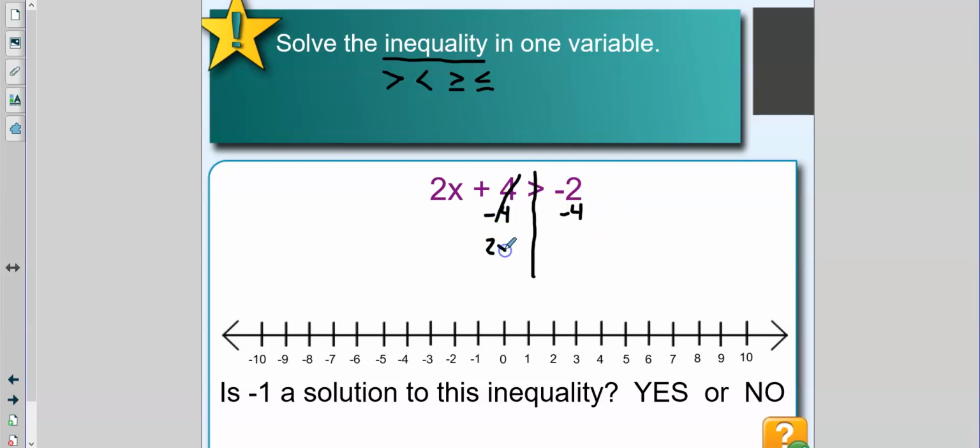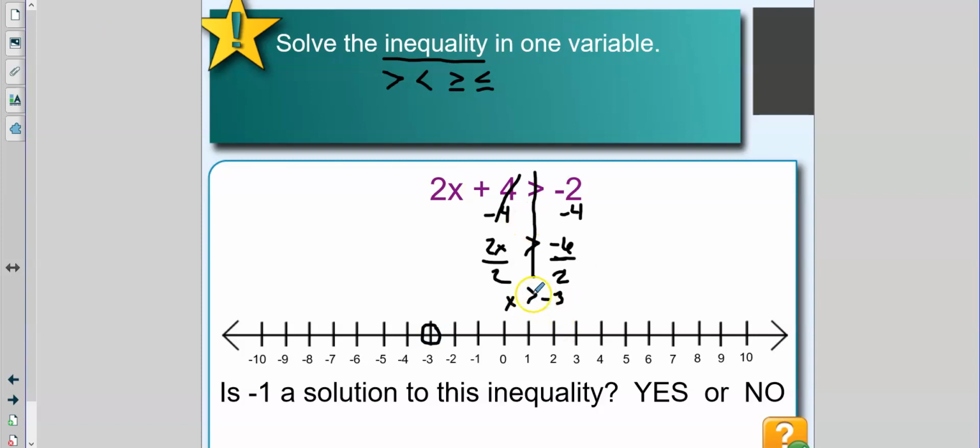And we would get 2x is greater than negative 2 minus 4, which is negative 6. And then you would have divided by 2 and gotten x is greater than negative 3. Again, if you'll remember from last year, you would find negative 3 on the number line. Because it's just greater than, you would draw a circle on negative 3, but you would not fill it in. If there had been an equal to sign under this, then remember you would color this in. But in our case, we do not have that.